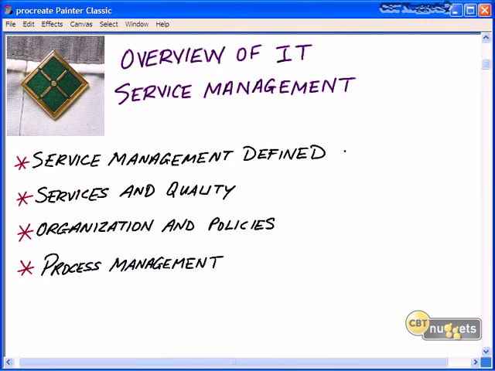In this CBT nugget, we'll get several firm definitions of what service management is according to ITIL version 3. Then we'll look at services and quality. We'll break down organization and related policies. And then finally, we'll look at process management, a key aspect of IT service management.